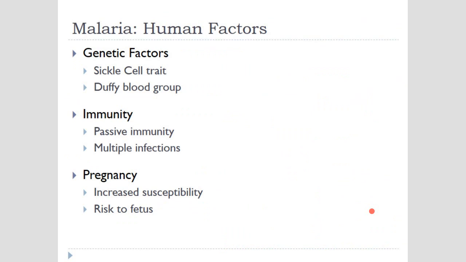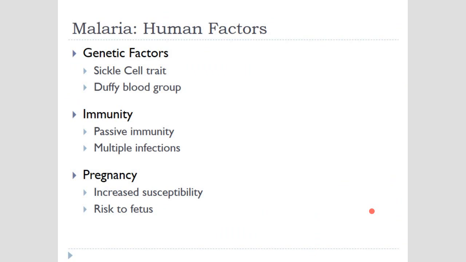Now, what are the human factors? I said there are host factors that are going to affect you, and we just talked about the sickle cell trait. There are also different blood groups. We teach you ABO, the major blood group that has a major reaction, but there are other blood groups as well. One of the antigens is the Duffy blood group. If you have that, then again, you have a higher propensity of getting infected with malaria.